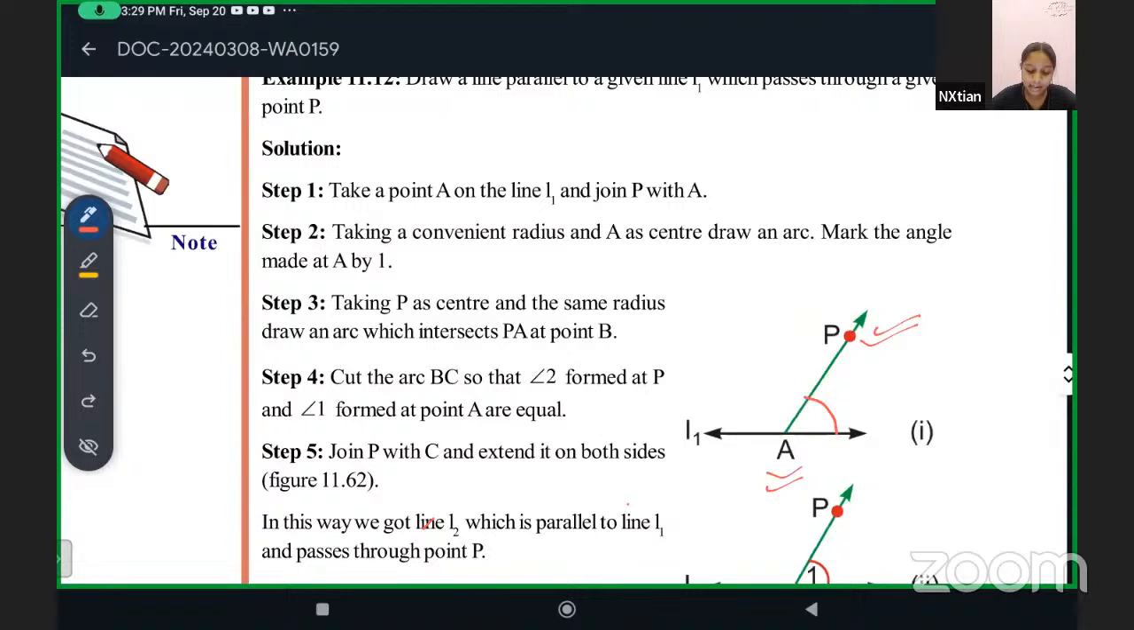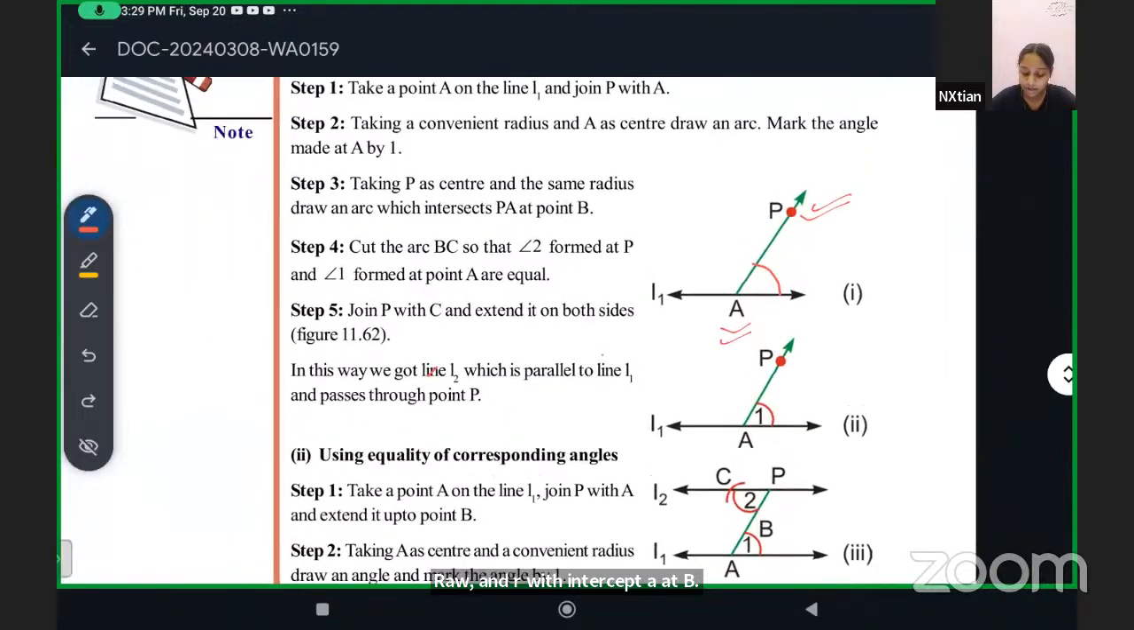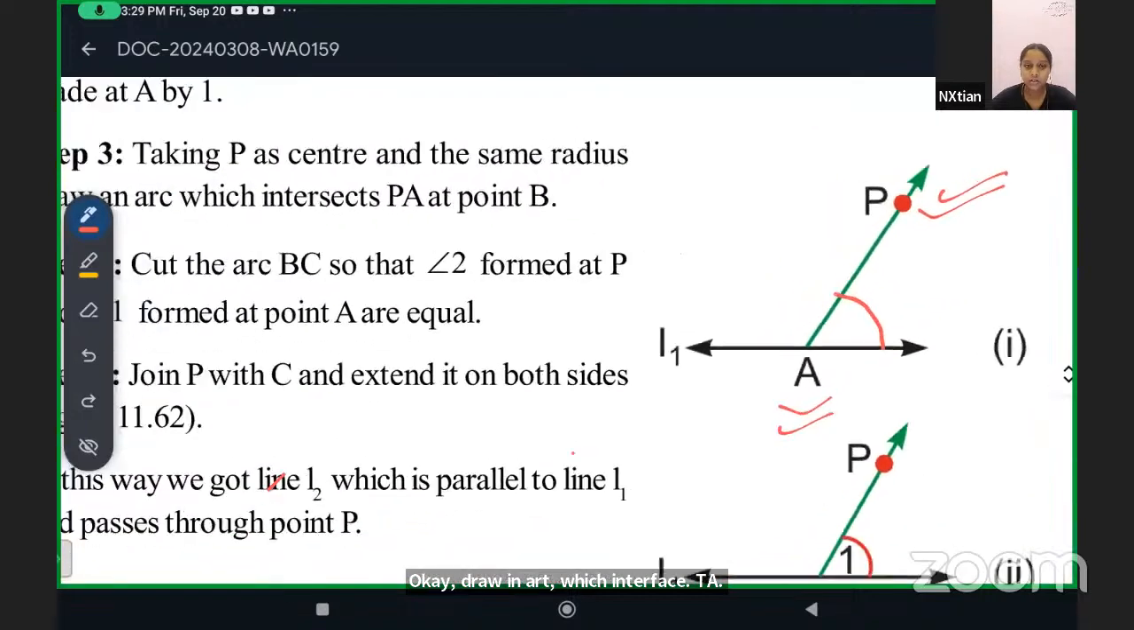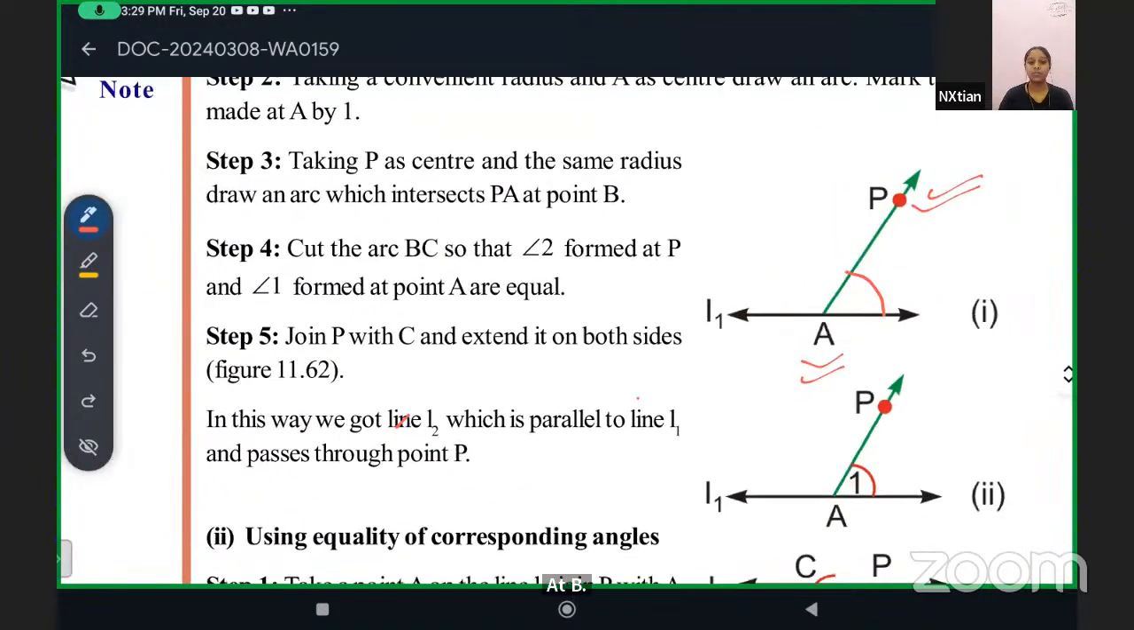Now, taking P as the center and the same radius, draw an arc which intersects PA at B. Ma'am, same radius, but what should be the center? P point. Right now, you drew an arc with A point. Now put your compass on the P point and cut an arc that is cutting again this line AP, like this.